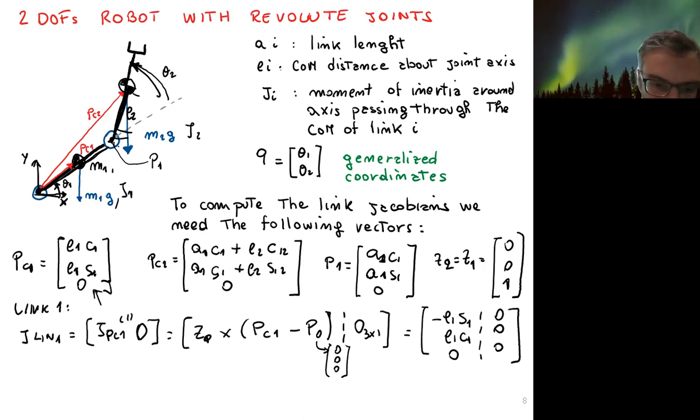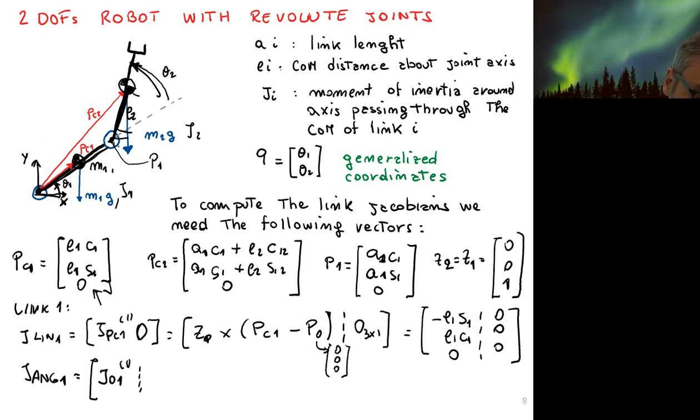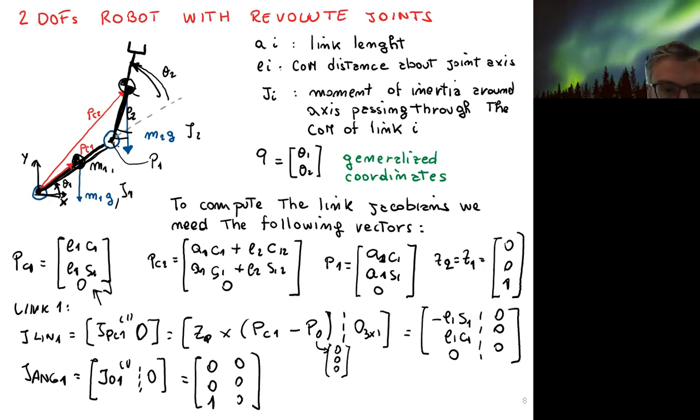Then for the angular Jacobian, we have rotational joints, so we have rotational motion, so we need to consider that. We have just, remember, for rotational joints, we consider the axis in the 0 frame, and this is 0, 0, 1, and a column of zeros.